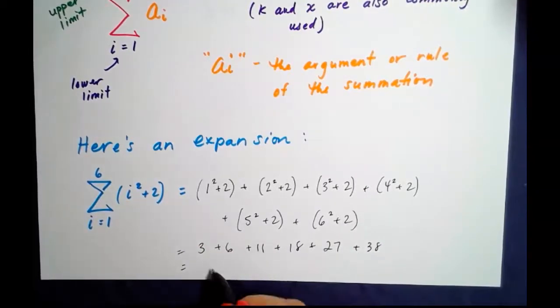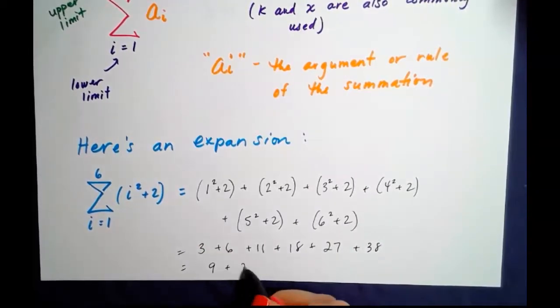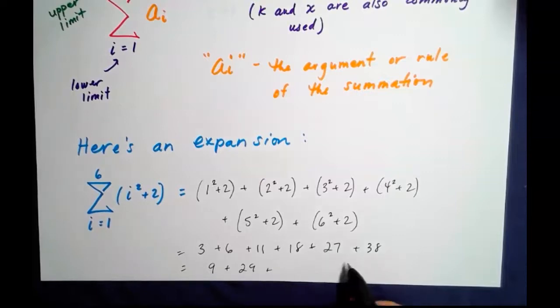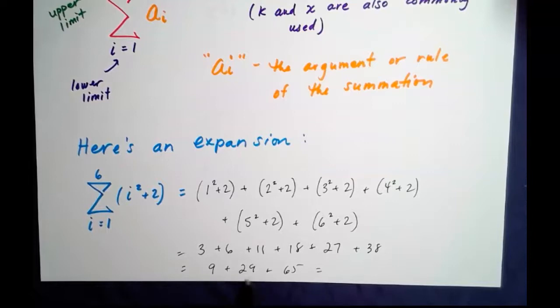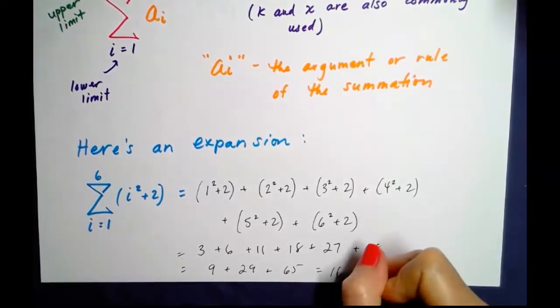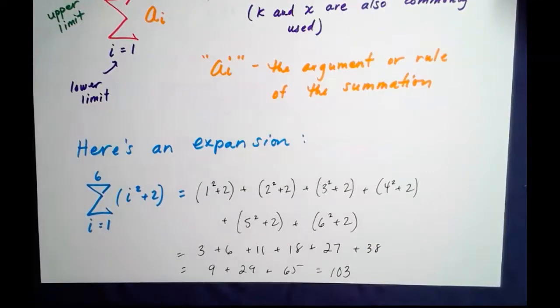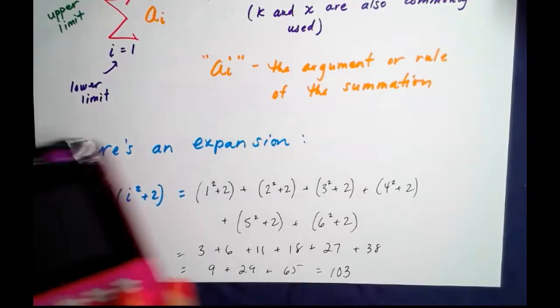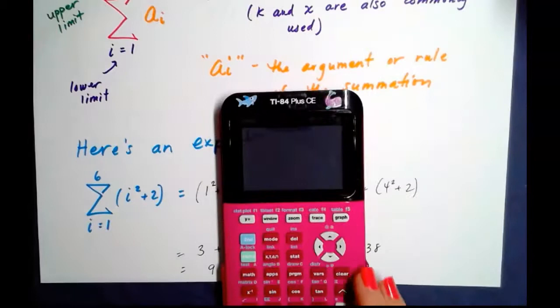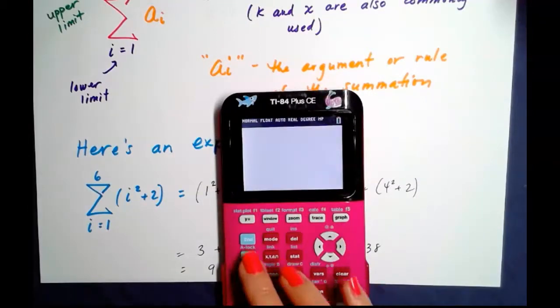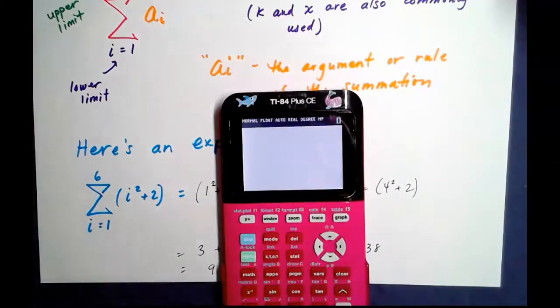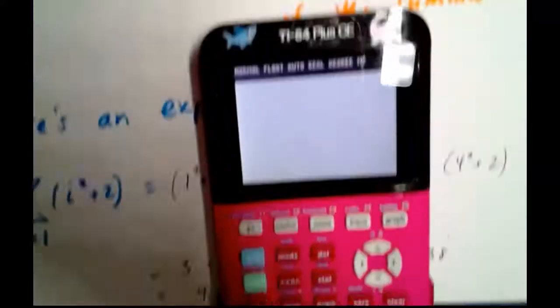And then we can add these all together. That's 9 plus 29 plus 65. So 38 plus 65, that is 103, if I did my addition correctly. Hoping so. Let's check it here on the calculator. So once again, and I'll zoom in so you can see it better.